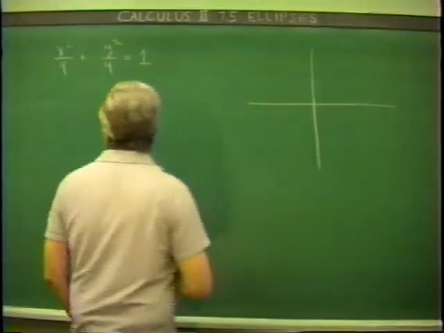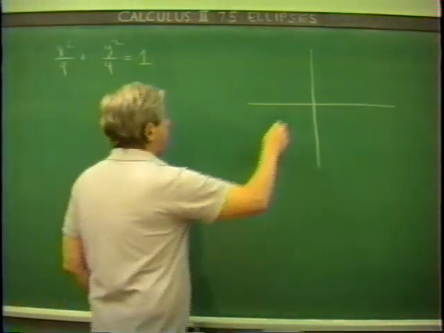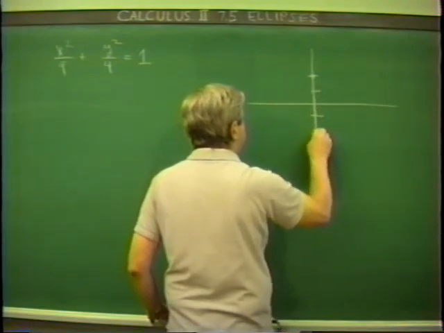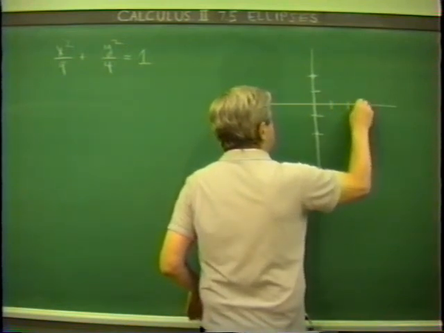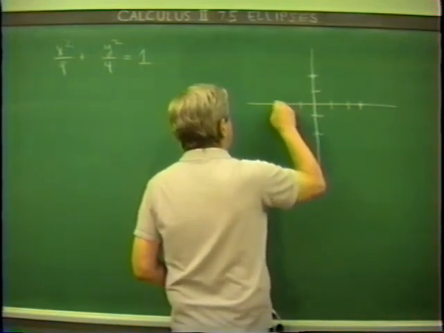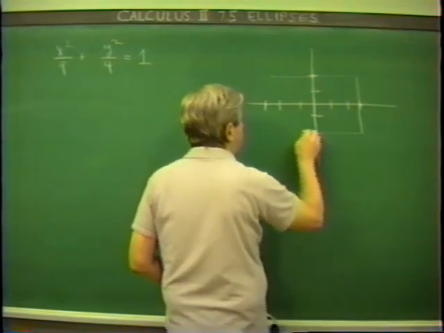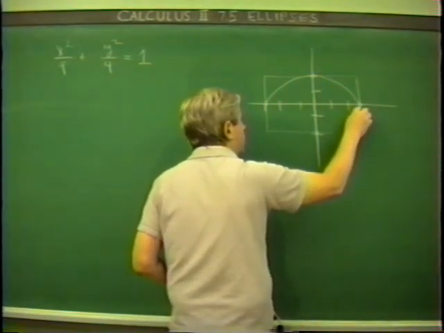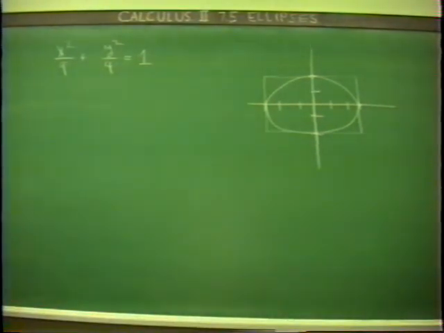To graph this, you can get a quick graph of this by letting x equal 0 and notice that y is plus or minus 2. And there's a point on the graph, and this is a point on the graph. Let y equal 0, notice that x is equal to plus or minus 3. Now if you draw this box right here, the ellipse will be contained in it. You can get a rough picture of what it looks like by just making an elliptical shape in the box.